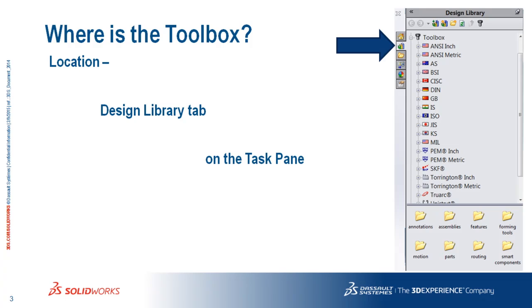Okay, where is the Toolbox? Location: the Design Library tab on the task pane. This is where you'll see it all the time. It's just a little stack of library books there, and that's your Design Library. Then the little fastener there is your Toolbox. And then you have your categories underneath that. These will be your standards: ANSI inch, ANSI metric, ISO, DIN, whatever is in here.